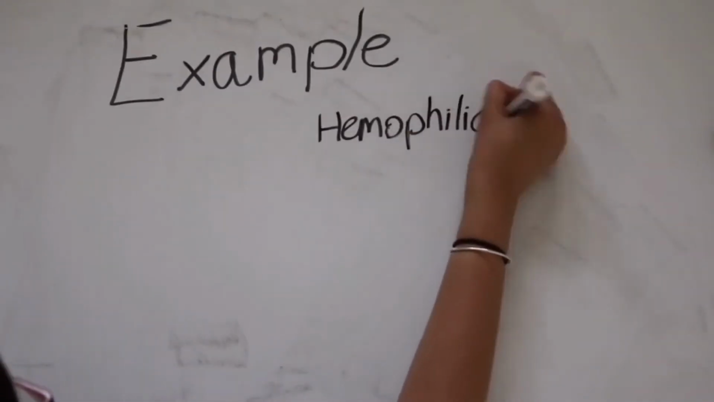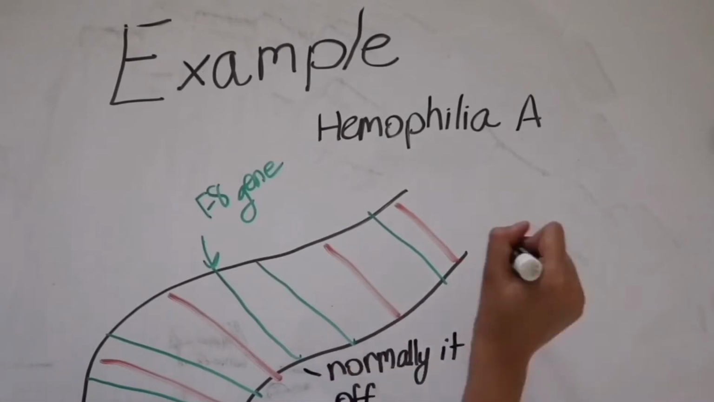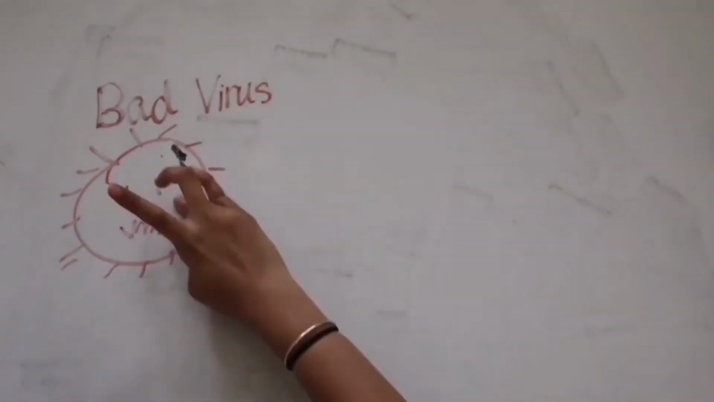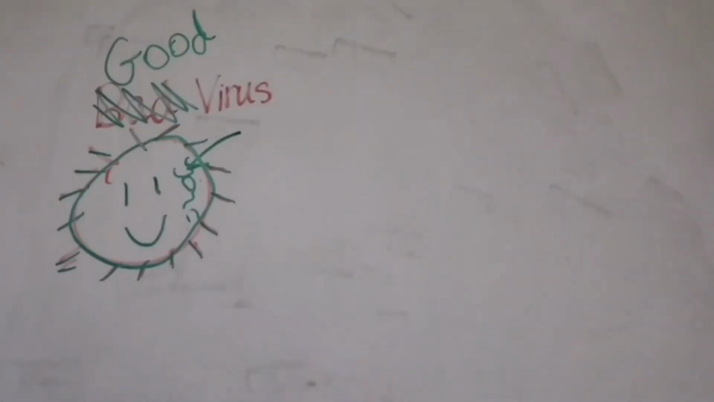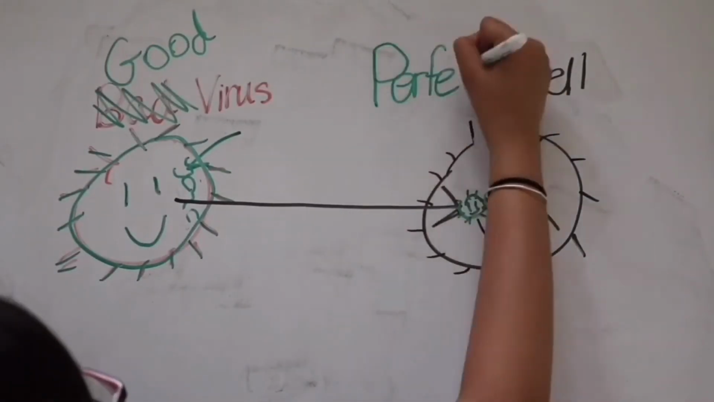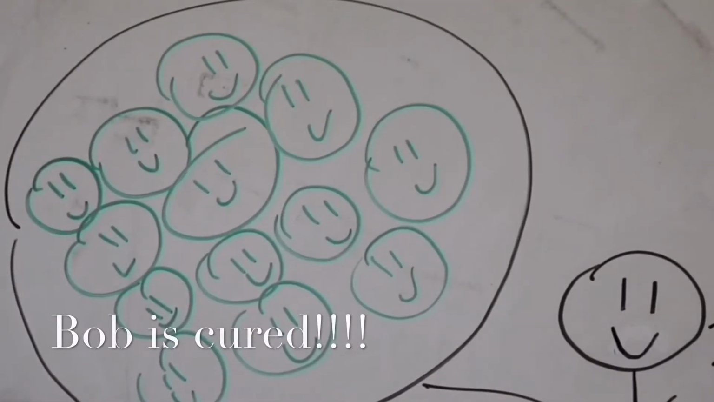So let's use the example of hemophilia A. Hemophilia A is located on the F8 gene, and normally it's turned off. But in our patient Bob, it's actually turned on, and that's what's caused him to have hemophilia. Let's help our patient Bob. We'll start off by taking a bad virus, extracting the bad DNA, putting in the good DNA, making it a good virus, and then giving our good virus to a bad cell, which makes our new cell not good, but perfect. So now scientists will stimulate the cell to reproduce and undergo mitosis, put it into Bob's bloodstream, and voila, he is now cured. Phew, that was a ton of science and biology.